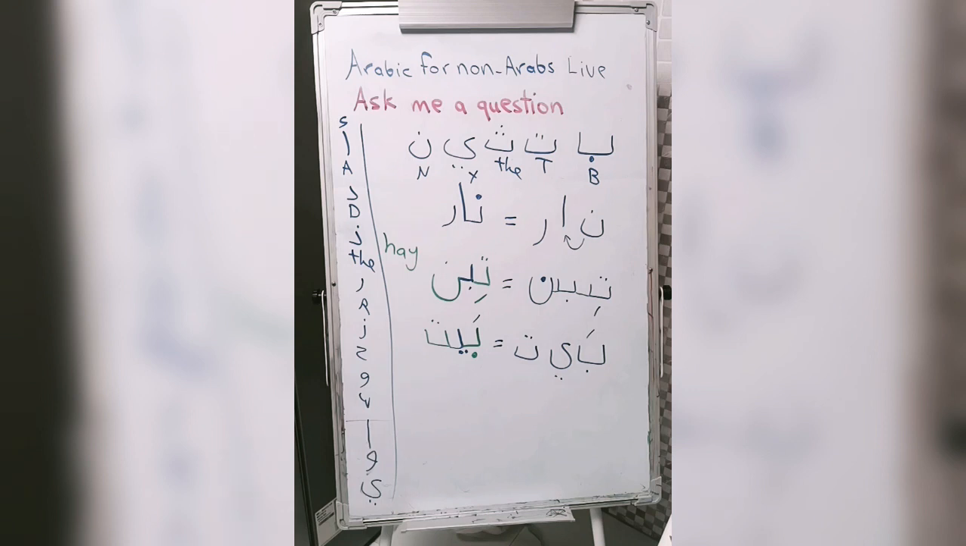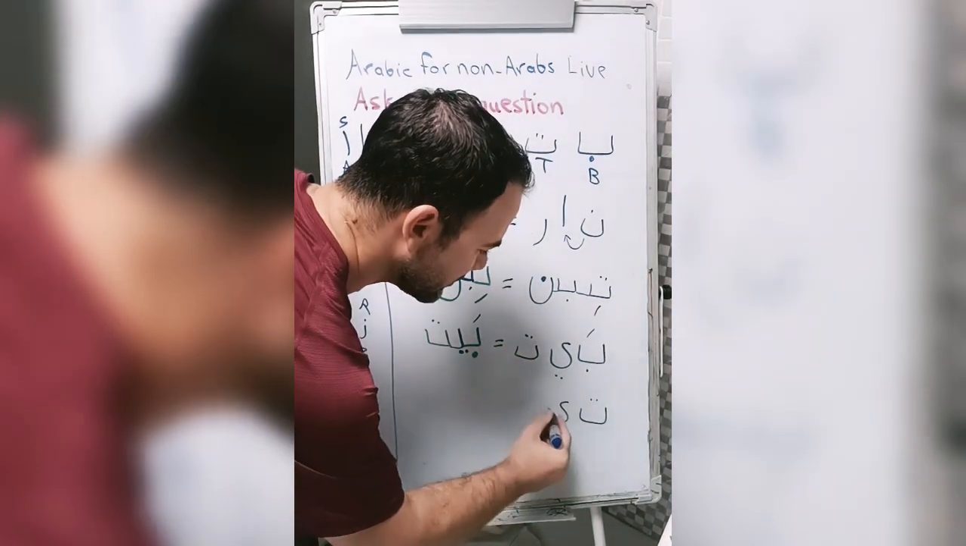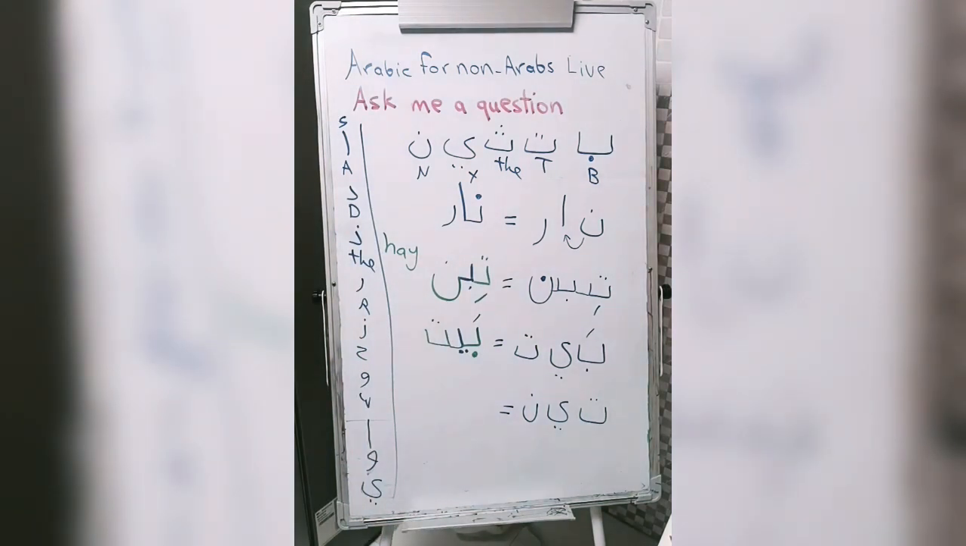Okay. More. I want more all the time. Ta, E and then N. What is this word? Come on, try to join it and tell me what this word is. The first letter is T, and the second one is E, and the last one is N.